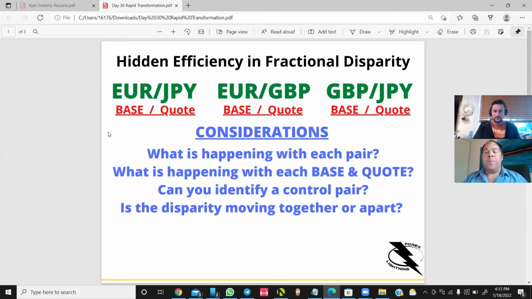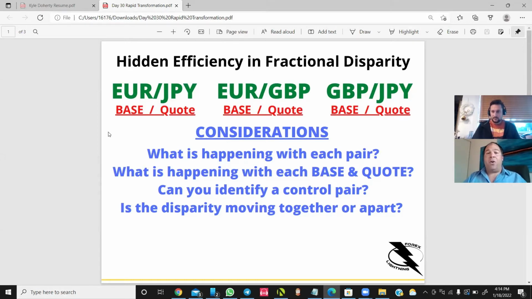Now if you take a look at that for what it is, there are some considerations you need to make when it comes to fractional disparity. That really starts with understanding there are 3 pairs. That's your trinity. That's what you're looking for. But it's understanding what is happening on each pair. If 2 of these pairs are moving and a third one isn't moving, then you've got some good fractional disparity going on. If one of these pairs is moving and 2 aren't, then there's something else going on.